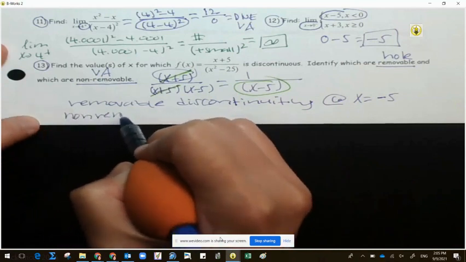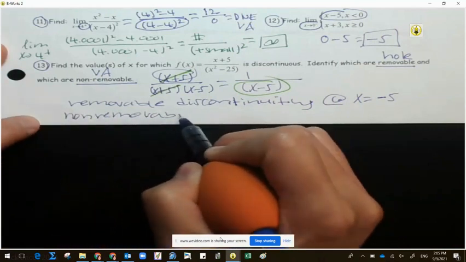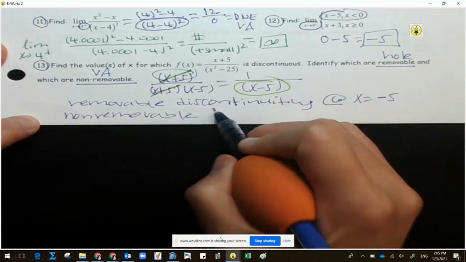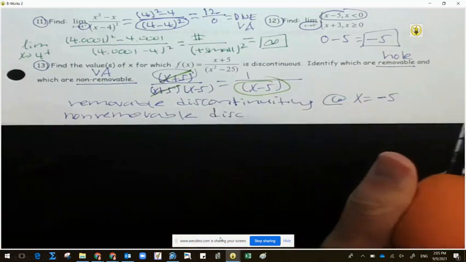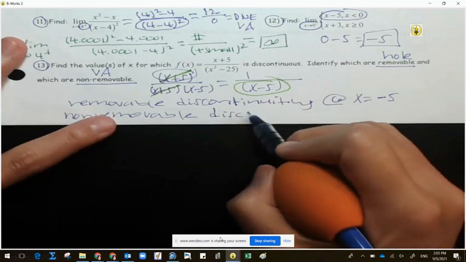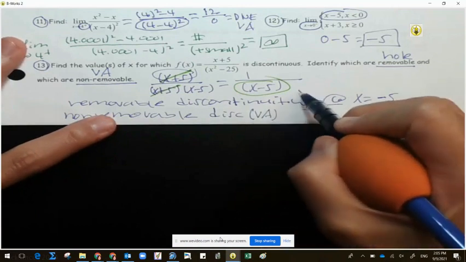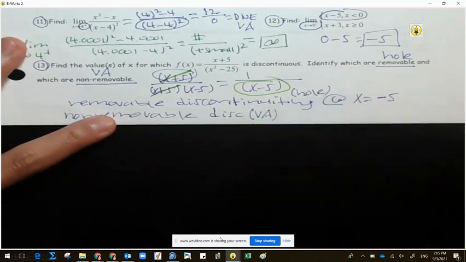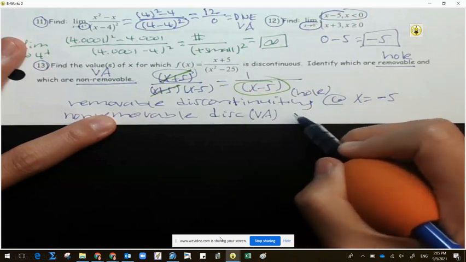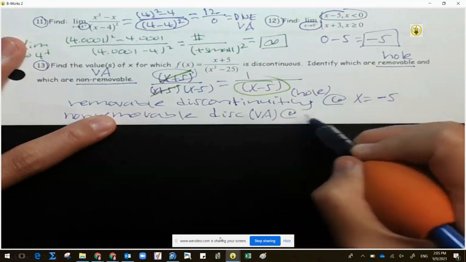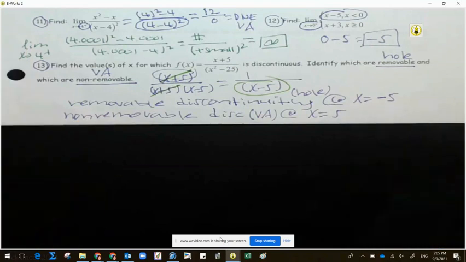So we have non-removable. Removable. And I'm just going to write disc as in discontinuity. And this one will be our vertical asymptote. I forgot to write hole on this one, but it's already on the question. So what is it at? X equals what? X equals 5. So these are easy, almost freebie, since we all know how to factor, if that is on the test.